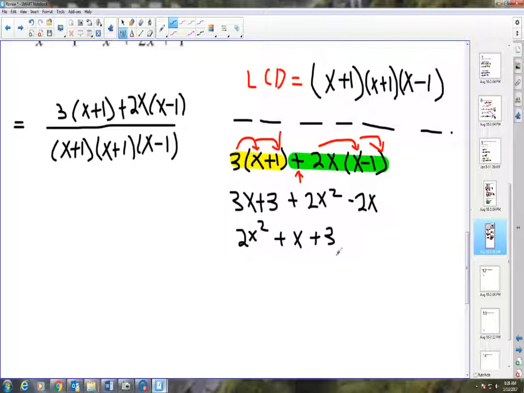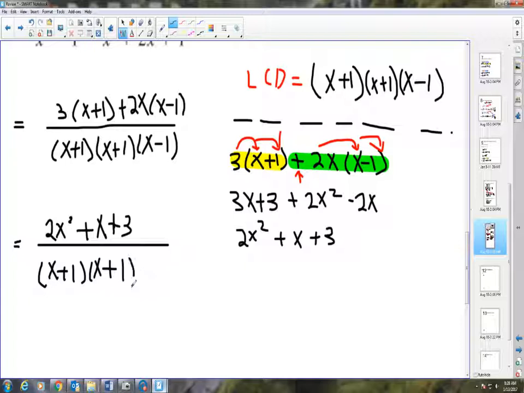Alright. Now, normally, this answer I will factor again to see if it can be reduced with the denominator. And I don't think I can factor this numerator. Alright, it's not factorable. So my final answer: 2x squared plus x plus 3 over x plus 1, x minus 1. Alright, that'll be my answer.